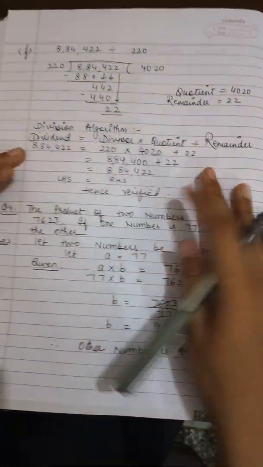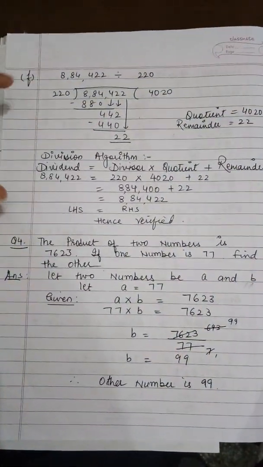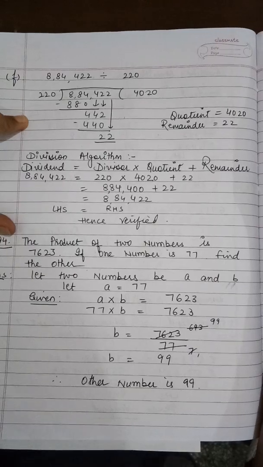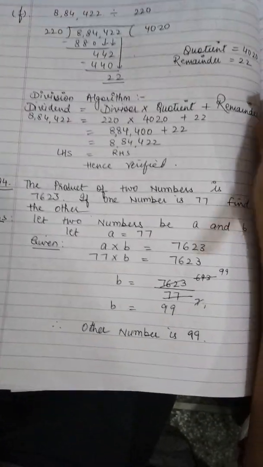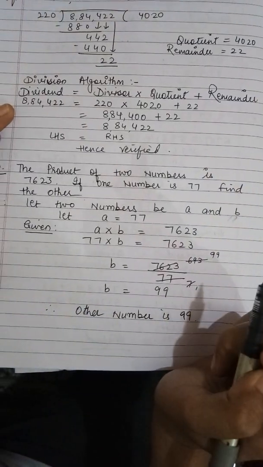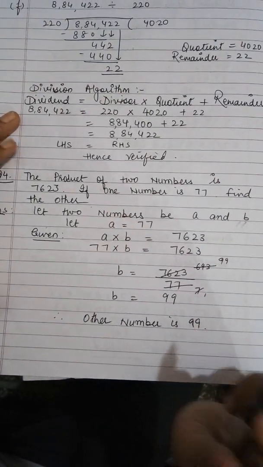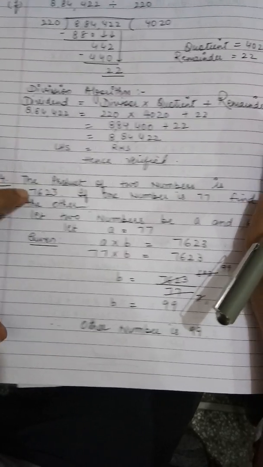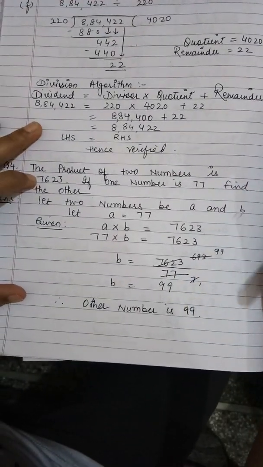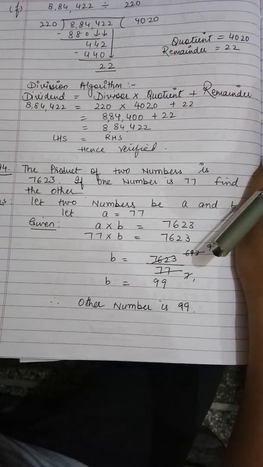Let's do the F part. I guess F part you can try by yourself. You can see it and you can try it by yourself. Okay, now the question number 4. This is an important question. Questions 4 and 5 are the same, the only difference is that in this one small numbers are given and in question number 5 big numbers are given just for the calculations.